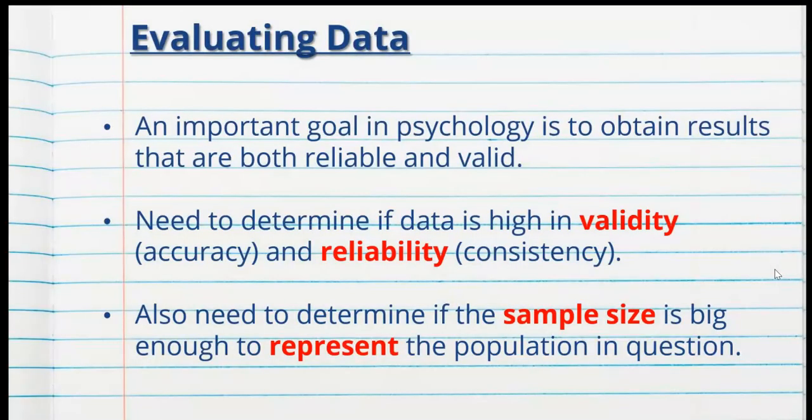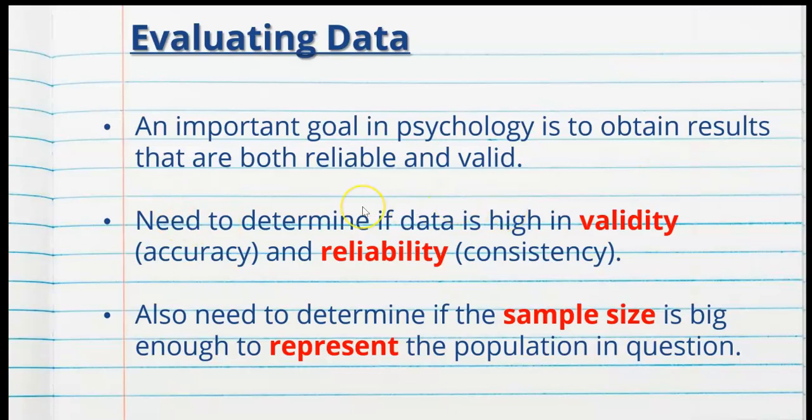Let's get started. So when we evaluate data in psychology, it's very important that we get both valid and reliable results. So an important goal in psychology is to obtain results that are both valid and reliable. These are very important terms that you need to know for not only your design deconstruct and your completion prac, but also any tests or an exam. They have the right to ask you about these concepts, and they often do. So they're very, very important to know.